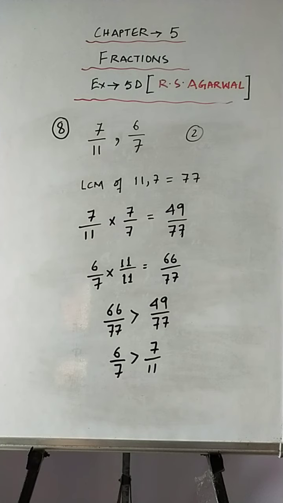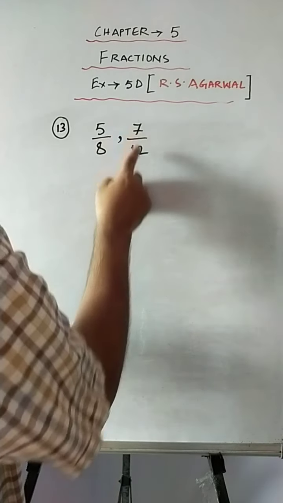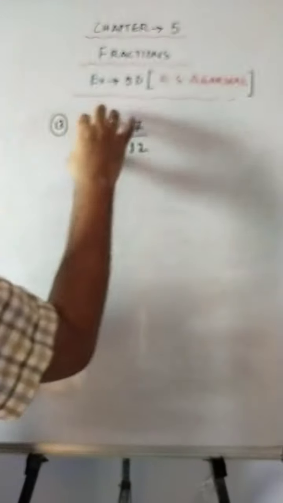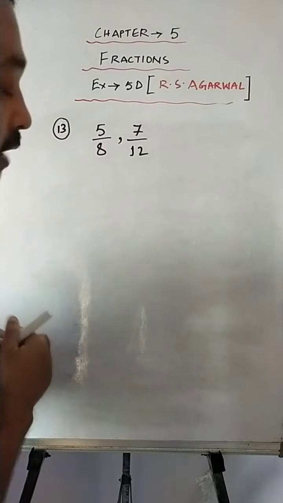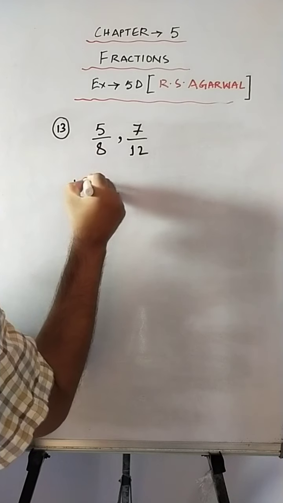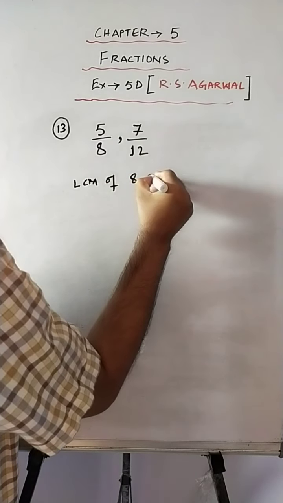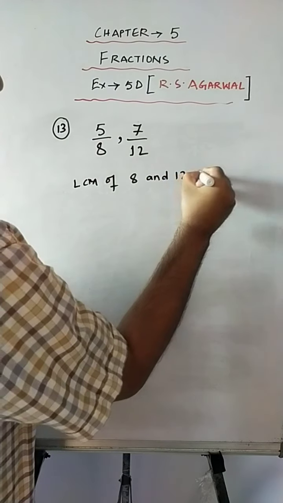Now let's move on to sum number 13, which is very similar to question number 8. So this is question number 13, 5 by 8, 7 by 12. Again, we have to compare these two fractions. What is the first thing that we have to do? We have to find out the LCM of the denominators. That is LCM of 8 and 12. That would be what?